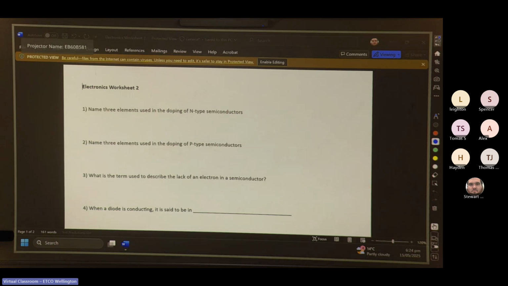Cool. So name the 3 elements used in the doping of N-type semiconductors. So look back at your notes. Feel free to open your PDFs, but find me 3 elements used in the doping of N-type semiconductors. You guys look that up. I just got to quickly pop out of the room. I'll be back.